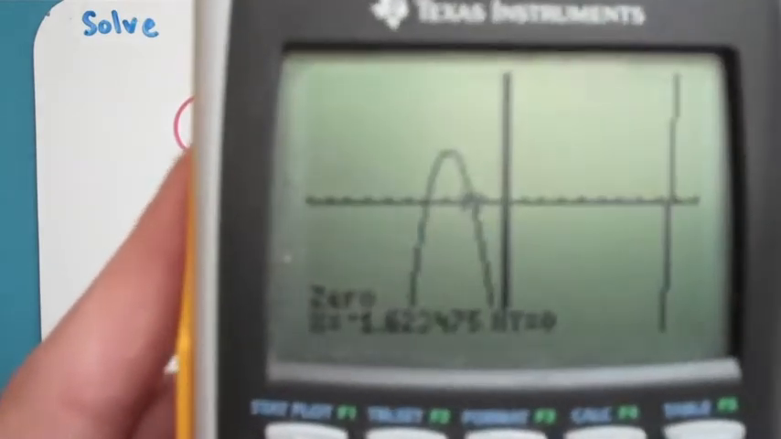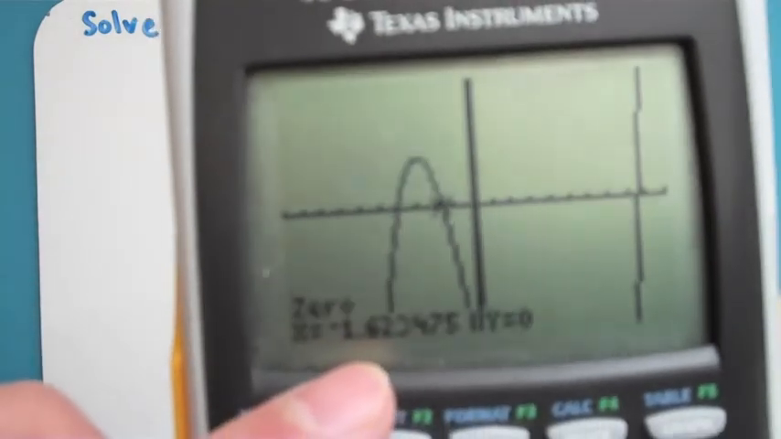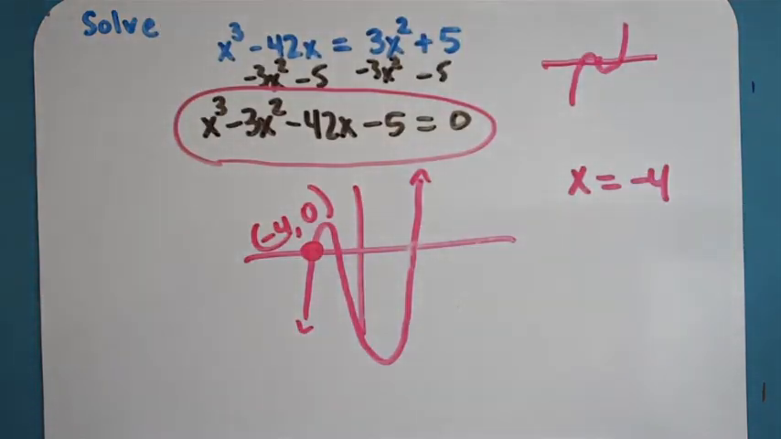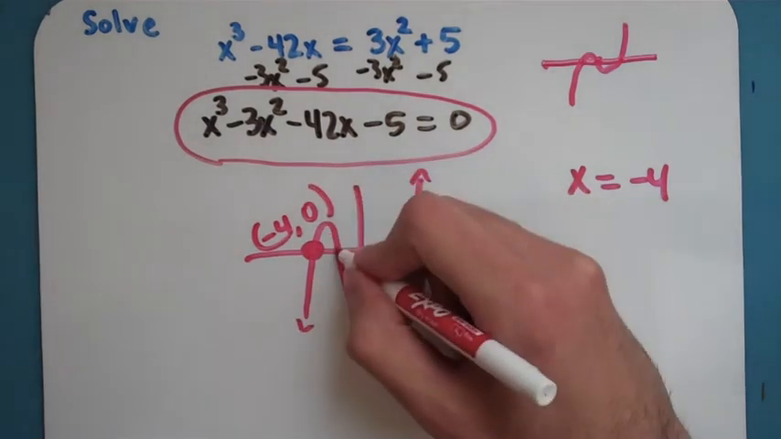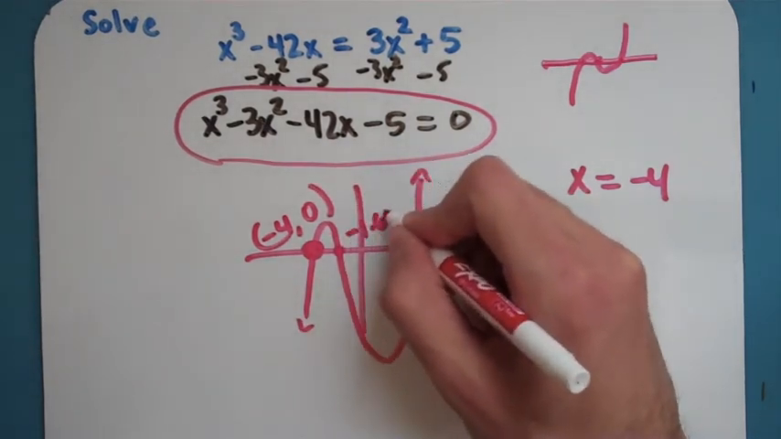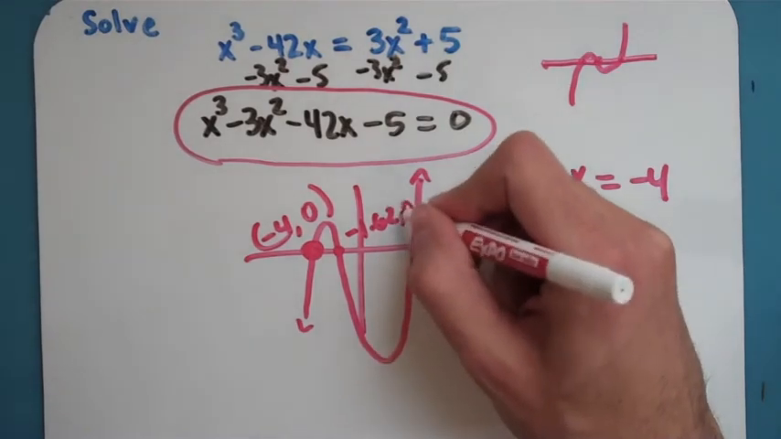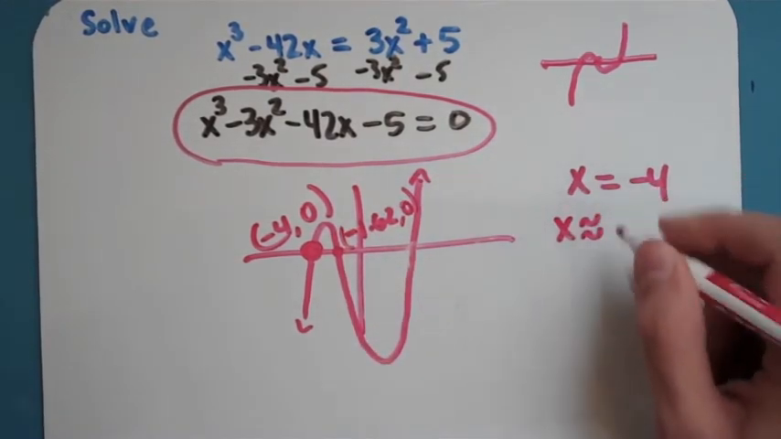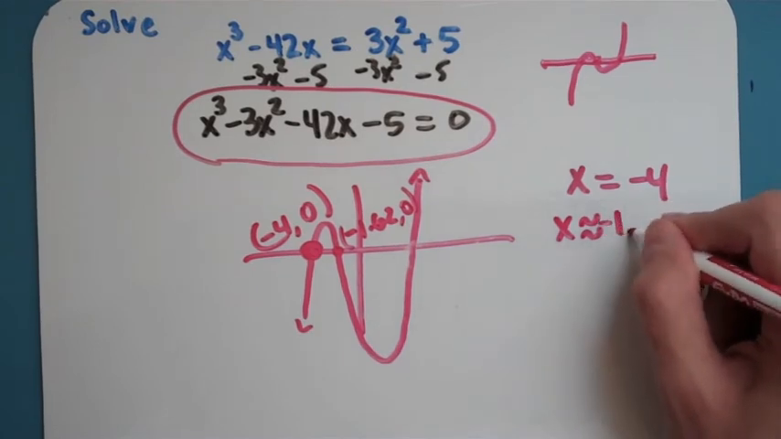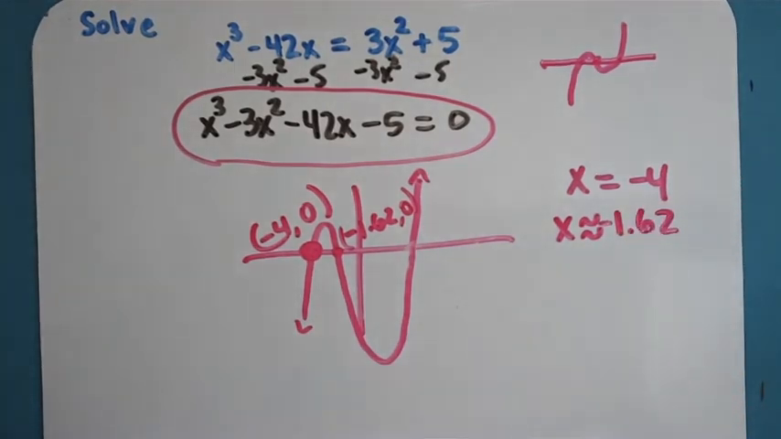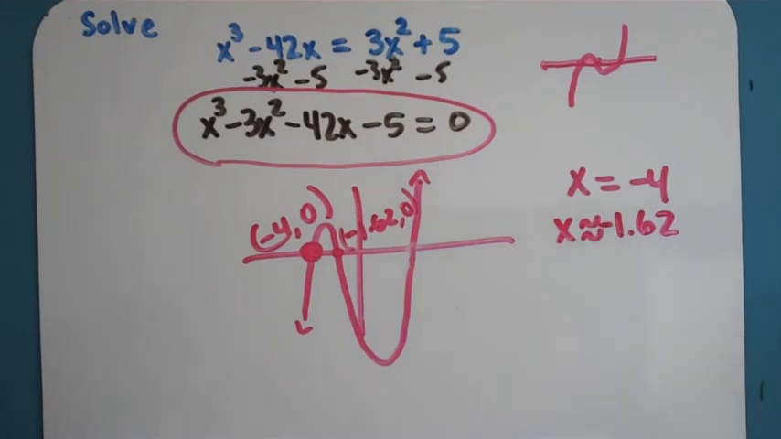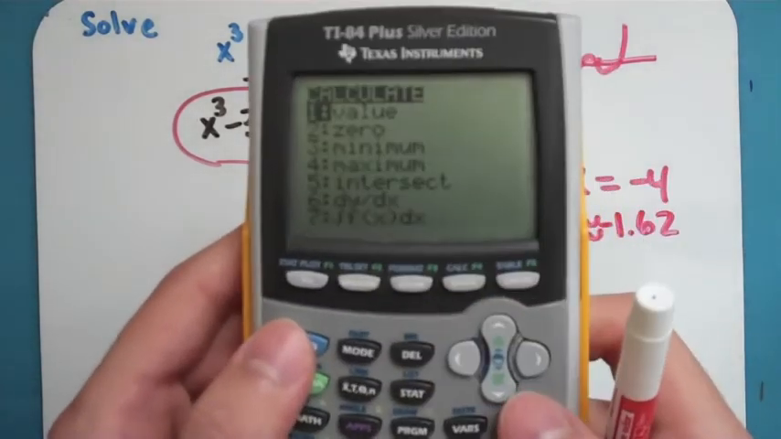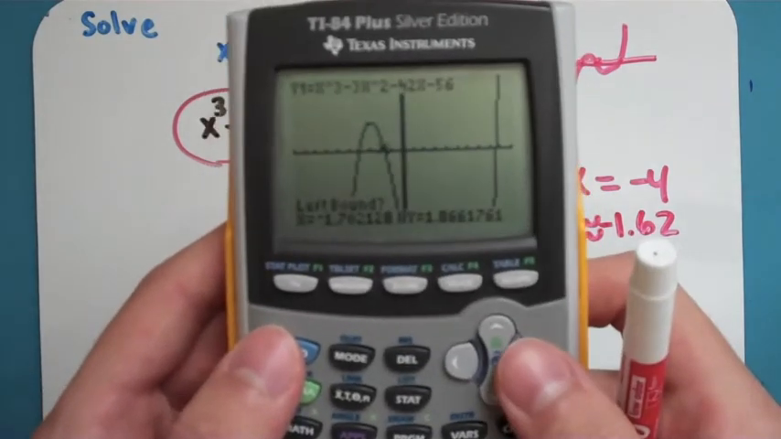And when I do that, you can see the answer to this one is -1.62 thereabouts. So this point right here was (-1.62, 0). That means x, and I'll use the wavy equal sign to show it's not exact, is about -1.62 for our second solution. We have just one more solution to go. And again, we do the same thing. You go to calc. I'm going to choose 0 here.